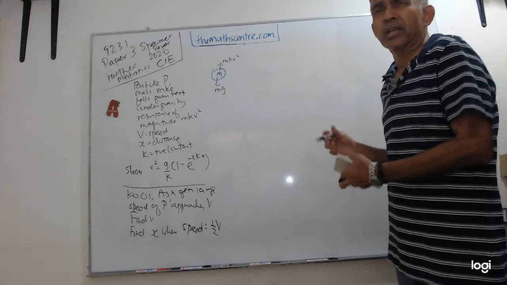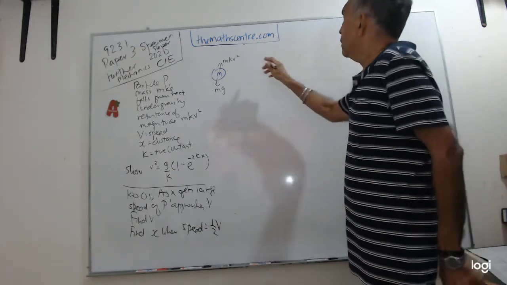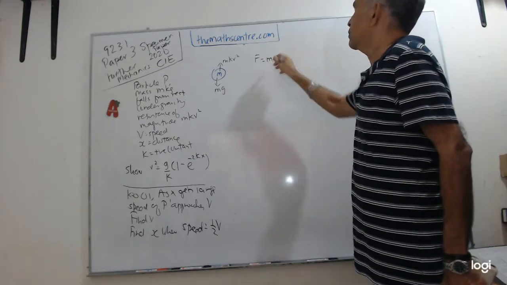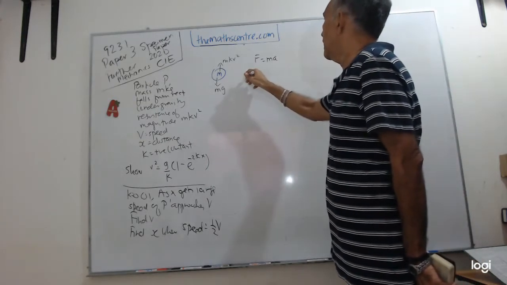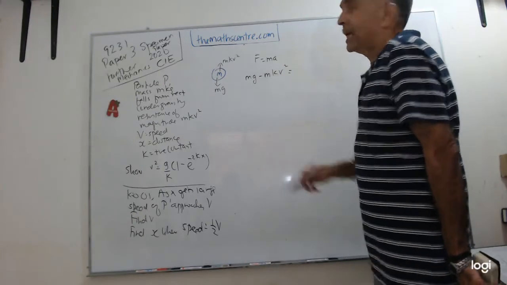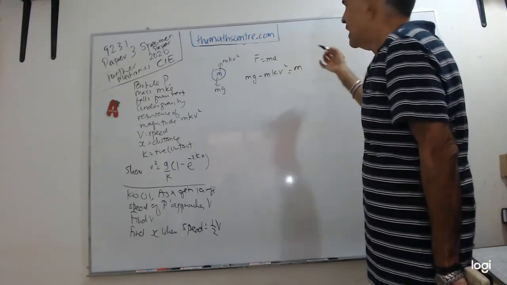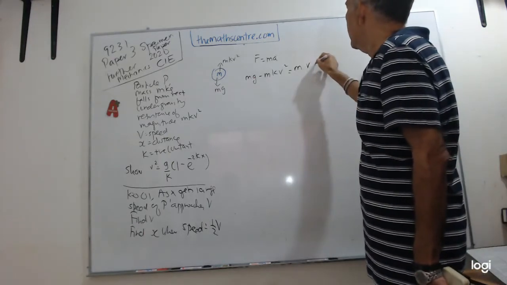I'm not going to go through the integration in detail. Okay, let's do that. What are we using here? We're using Newton's laws. F equals ma. So the resultant force here will be mg minus mkv squared, and that will be equal to ma, m times a. If you have forgotten, a is dv dt, but it's v dv dx.